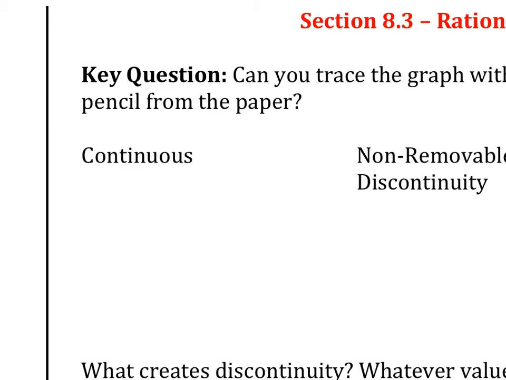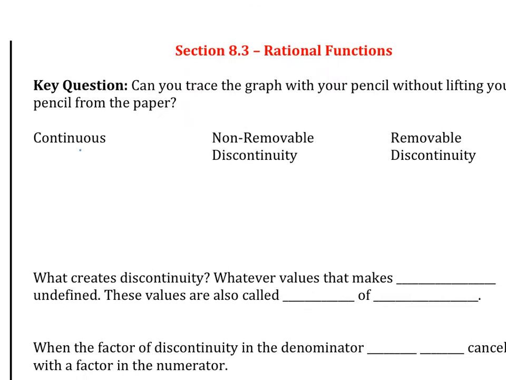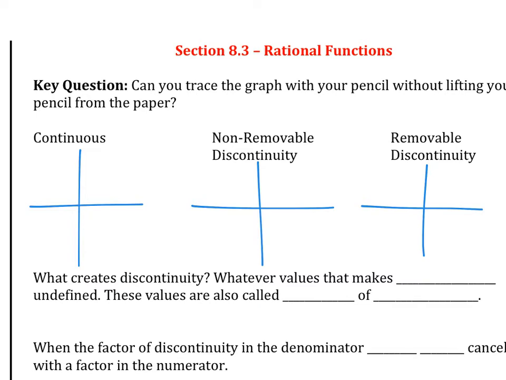Okay, so continuous. First of all, let's just draw some XY coordinates. Continuous means you can draw this graph with one stroke without lifting up your pencil. So something like this. That's called continuous. If it's not possible, we call it discontinuous. So we have two kinds of discontinuity. One is called non-removable. The other one is called removable.